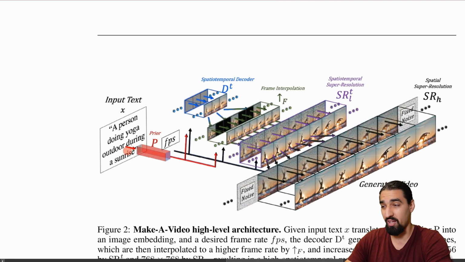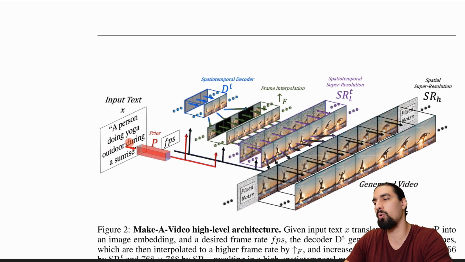So first we have input text here on the left-hand side. You can see a person doing yoga outdoor during a sunrise. And so what you do is you convert that using a CLIP text encoder into a text embedding, and then using this prior network, which is usually implemented as a diffusion model, you end up with some image encoding.